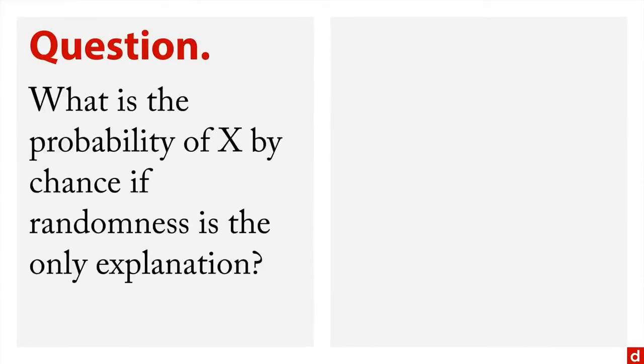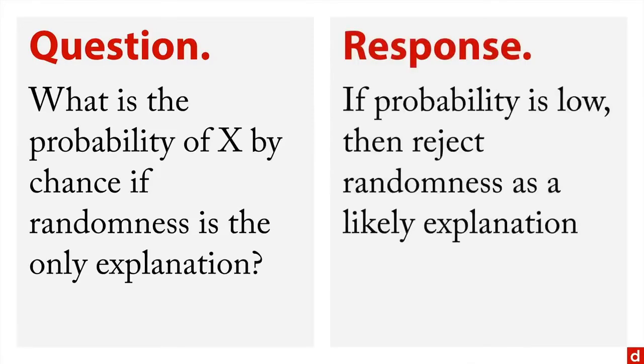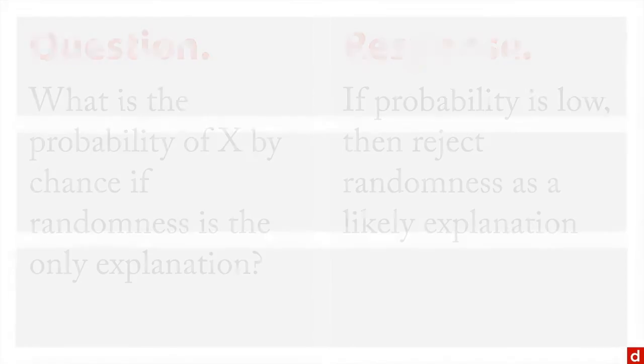Now, the basic idea behind hypothesis testing is this. You start with a question, and it's something like, what is the probability of X occurring by chance if randomness or meaningless sampling variation is the only explanation? Well, the response is this. If the probability of that data arising by chance when nothing's happening is low, then you reject randomness as a likely explanation.